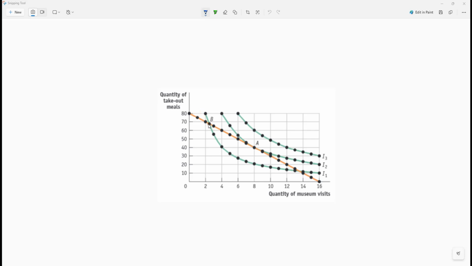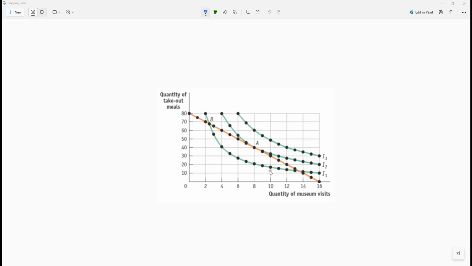So point B, which is almost 70 takeout meals and 3 museum visits, or just under 3 museum visits, is equal to having 28 or so, this point right here, 6 visits to the museum and 28 takeout meals. And that's also equal to 16 museum visits and 10 takeout meals. Okay, so anywhere along those points, equal level of happiness.